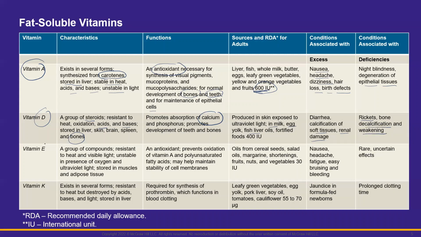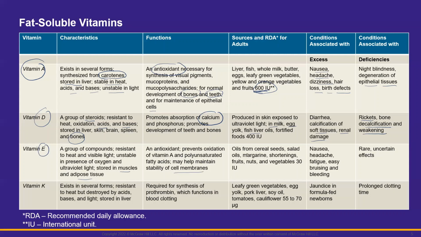The next one is vitamin E. It's a group of compounds resistant to heat and visible light, unstable in the presence of oxygen and ultraviolet light, stored in muscle and adipose tissue. Vitamin E usually functions as an antioxidant, preventing oxidation of vitamin A and polyunsaturated fatty acids, and might help maintain stability of cell membrane.